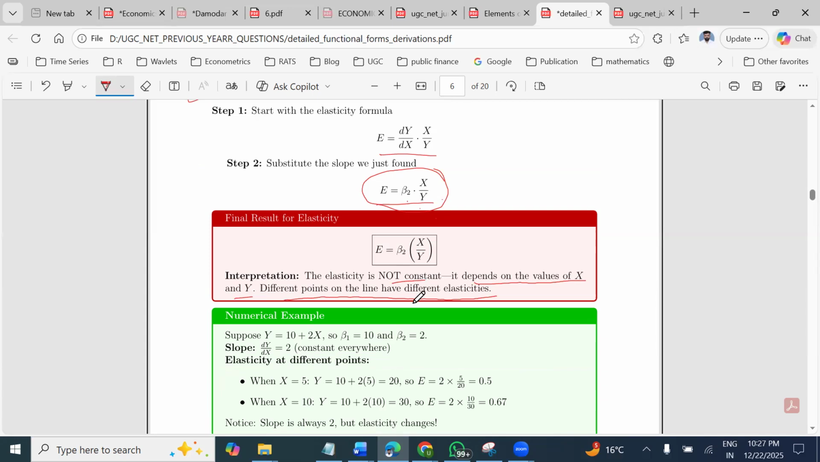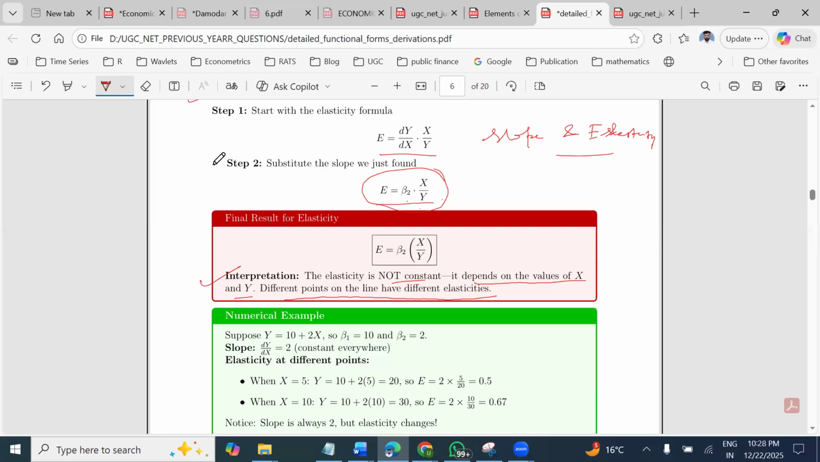But the slope is constant. That is why sometimes in the interview, are you getting my point? We ask about slope and elasticity. What is the difference, Madhusmita? Sir, the slope may be constant. Suppose someone asks you this question in the interview, you will simply write the equation and derive it and tell them that elasticity is different and slope is different.